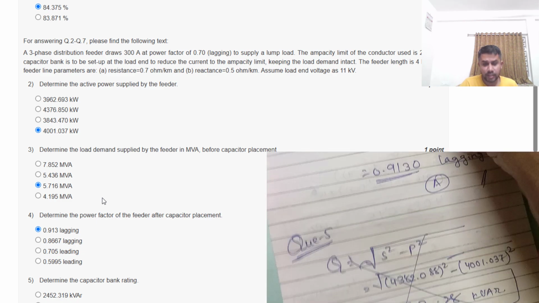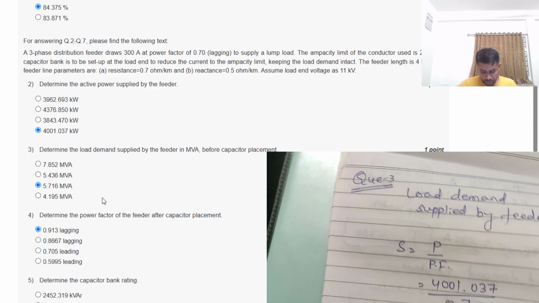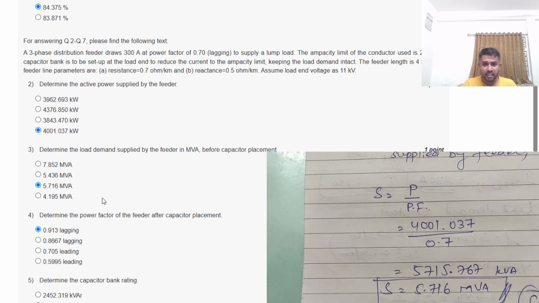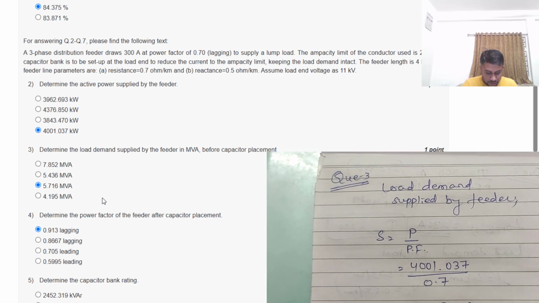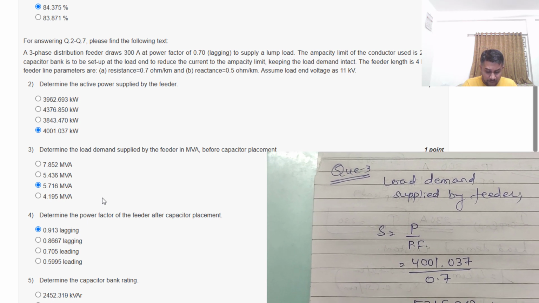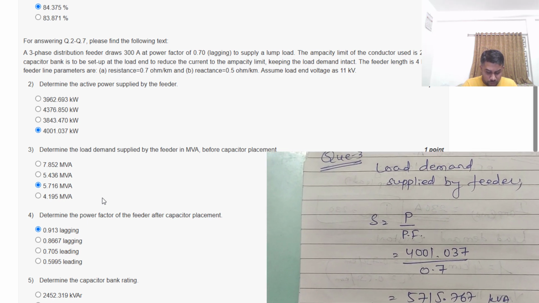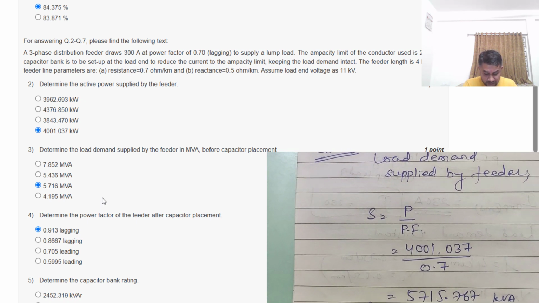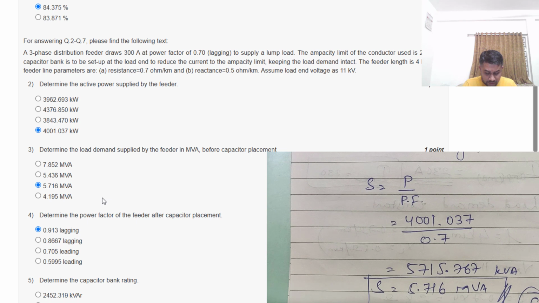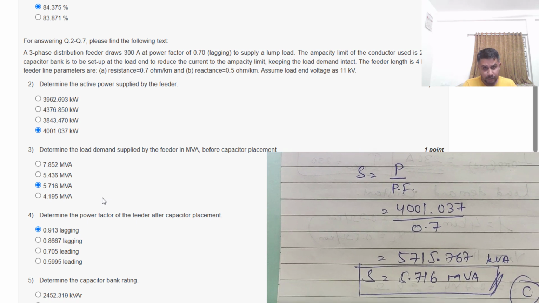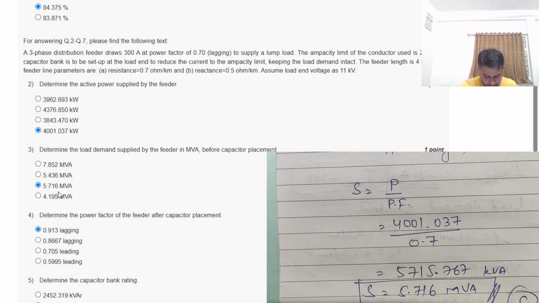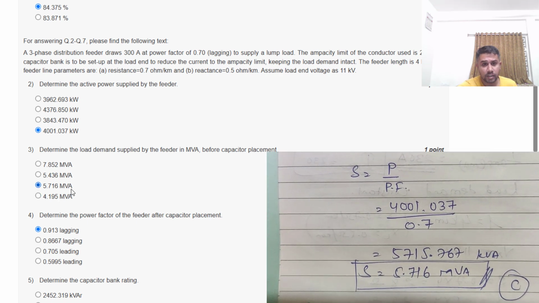Now the third question. They have asked to determine the load demand supplied by the feeder in MVA. It is simple: S equals P divided by power factor. So power is 4001.037 kilowatt divided by 0.7. The answer is 5715.767 kVA, which in MVA is 5.716 MVA. So the answer is C in the third question.